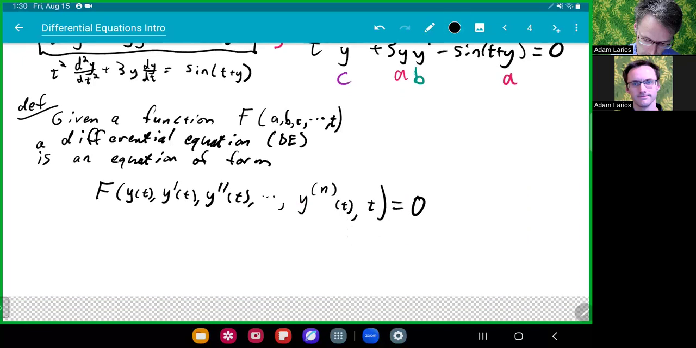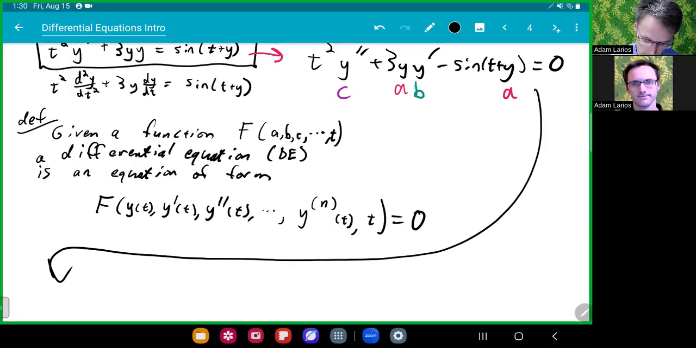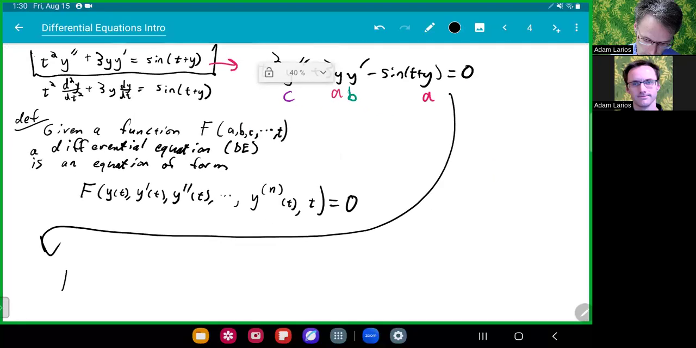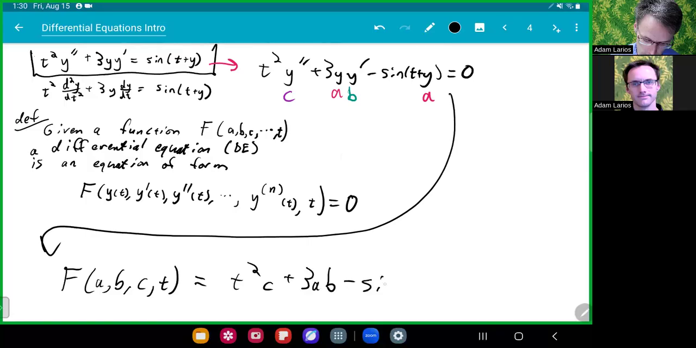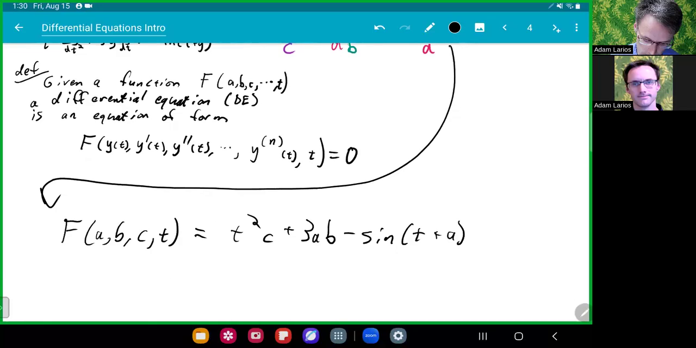So this is just some simple replacement. From here, we can rewrite this as, so the function, the associated function in this case, would be f of a, b, c, and t. And we would get something here like t squared c plus 3ab minus sine of t plus a. And our differential equation would be that this thing is equal to 0.